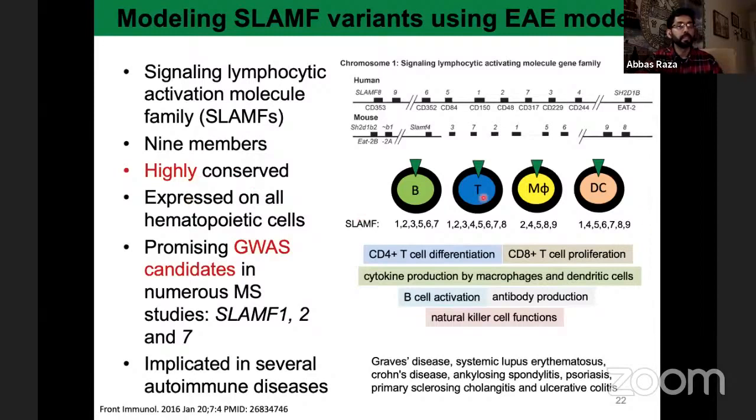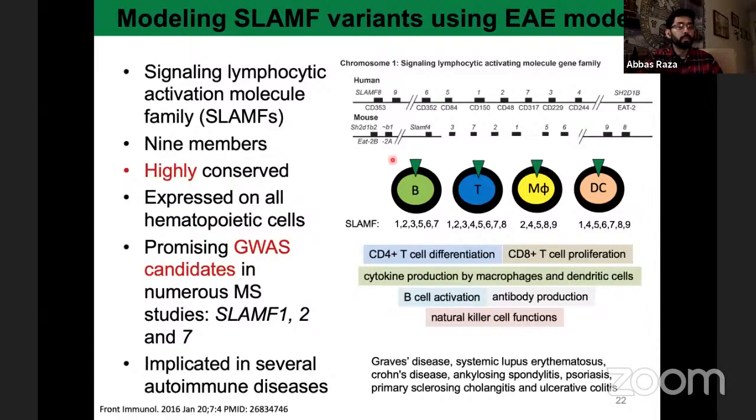It is expressed on all hematopoietic cells. So B cells, T cells, macrophages, dendritic cells, they all express these SLAMs. And these are the different SLAMs that are expressed. They have very important immune functions. So these are important for co-stimulation of these immune cells. So in CD4 T cells they stimulate differentiation, proliferation, activation, and natural killer cell functions.